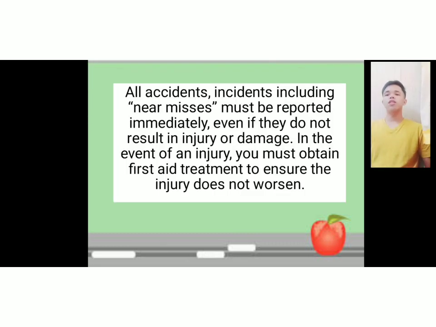All incidents, including near misses, must be reported immediately, even if they do not result in injury or damage. In the event of injury, first aid treatment must be obtained to ensure that the injury does not worsen. Near misses are symptoms of underlying safety concerns. Near miss reporting can help the company be proactive in identifying negative trends and safeguarding employees. This, in turn, can help reduce workplace accidents overall and increase the company's safety culture.